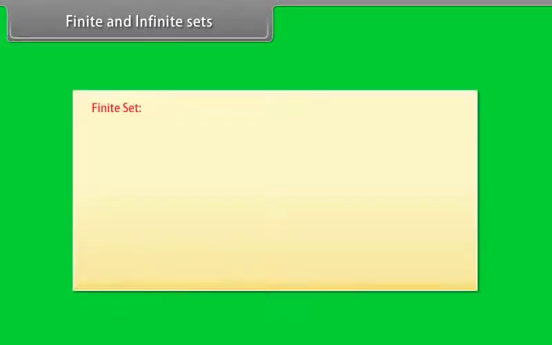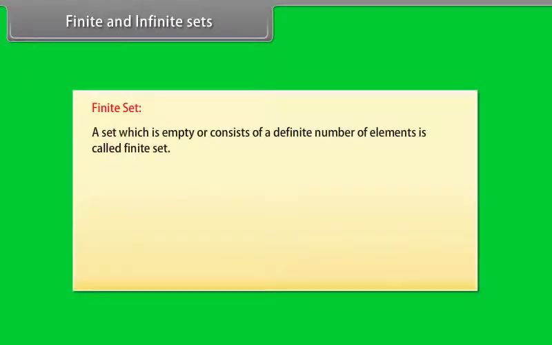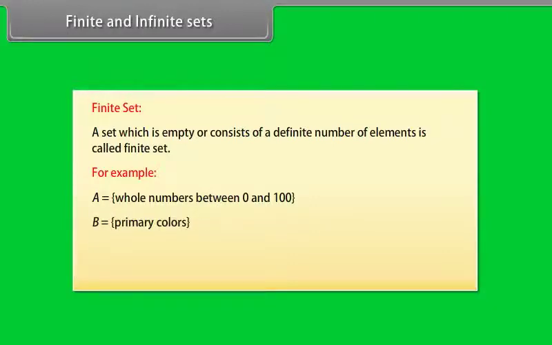Finite and infinite sets. Finite set. A set which is empty or consists of a definite number of elements is called a finite set. For example, A is equal to whole numbers between 0 and 100, B is equal to primary colors, and C is equal to prime numbers less than 12 are finite sets.